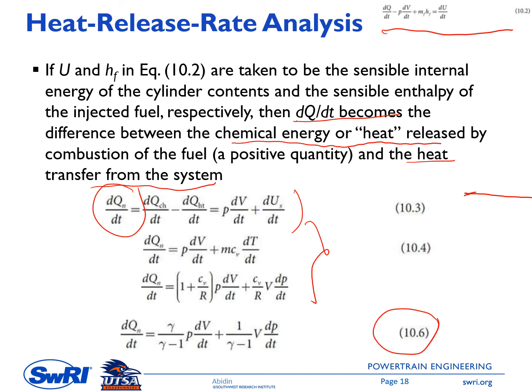So in this case we can get the net heat release rate, or apparent heat release rate, based on the measured pressure from the test data. And gamma here we can vary depending on the condition of the mixture, namely the pressure, temperature, and composition.